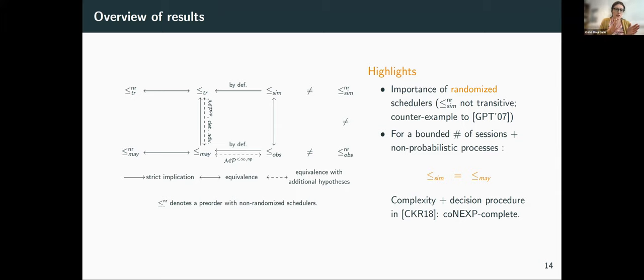And then therefore the adversary comes before the scheduler and it doesn't matter.